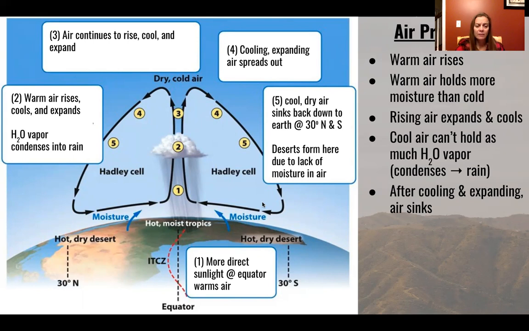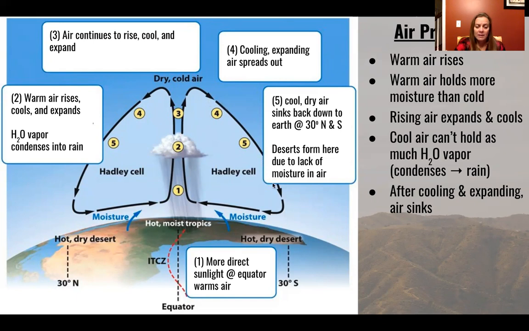And that cool, dry air is now going to sink back down. And because of the other factors, Coriolis effect and pressure effects, it generally sinks down around 30 degrees north of the equator and 30 degrees south of the equator. So we have cool, dry air falling. And so that's why we see our desert biomes at 30 degrees north of the equator and 30 degrees south of the equator.